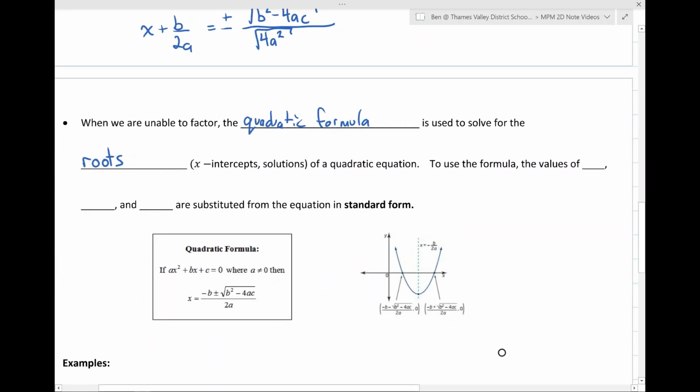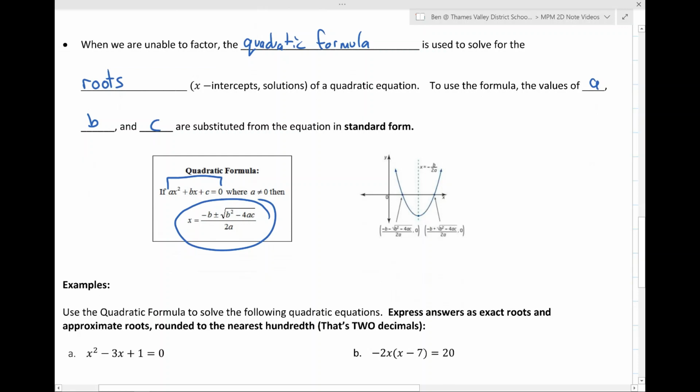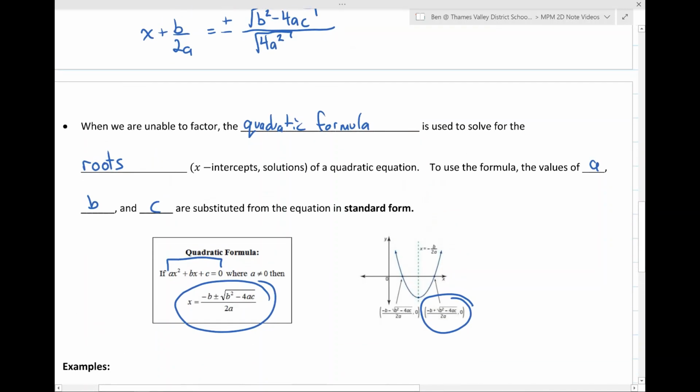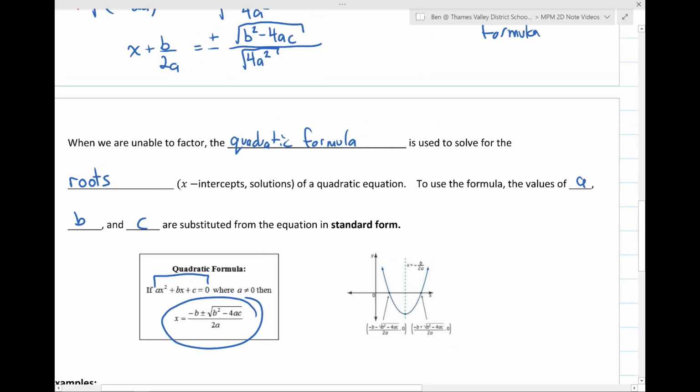To use the formula, we use the values of a, b, and c from the standard form equation, and we substitute those into the quadratic formula. So again, we need to make sure that we're working with a 0 on one side of our equation. Now, the two roots would be given by the plus or minus, which may have confused you up there. That'll give us our two solutions.